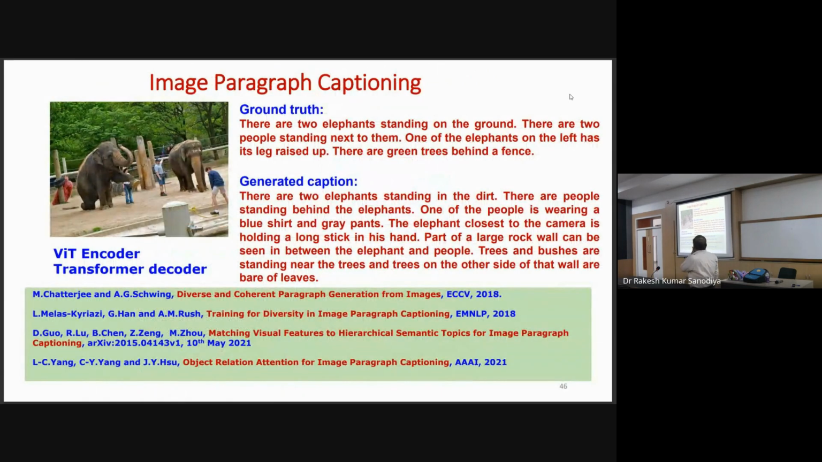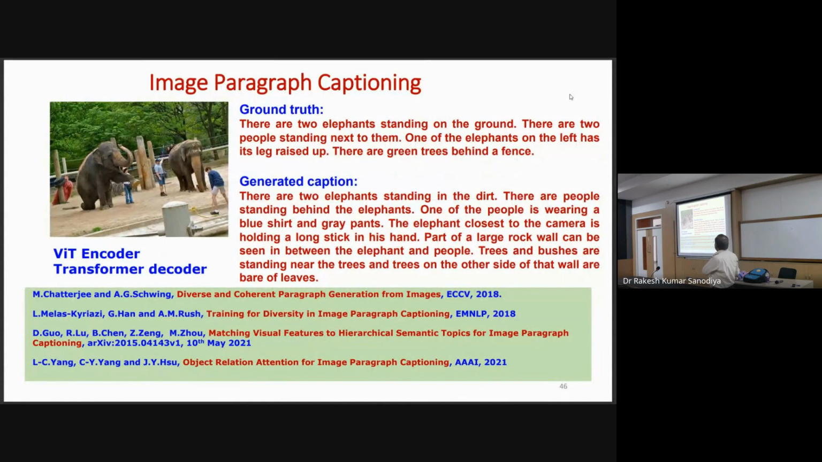And one can generate a very detailed caption for an image that is referred to as image paragraph captioning. Like in this case, if I am given this image and I ask a human to generate a caption, maybe this is the kind of caption that's generated: there are 2 elephants standing on the ground, there are 2 people standing next to them, one of the elephants on the left has its leg raised up, there are green trees behind the fence, and so on.